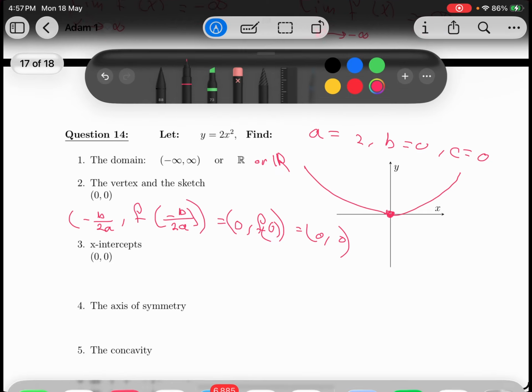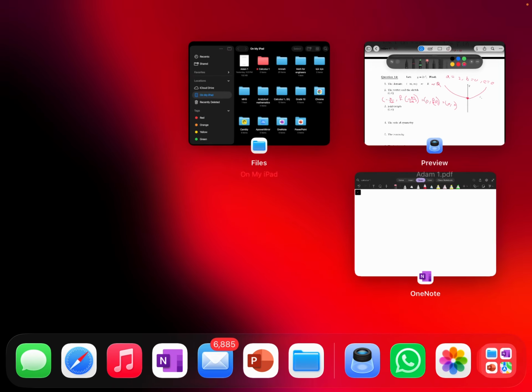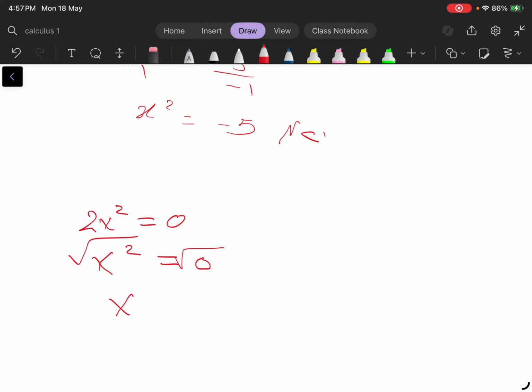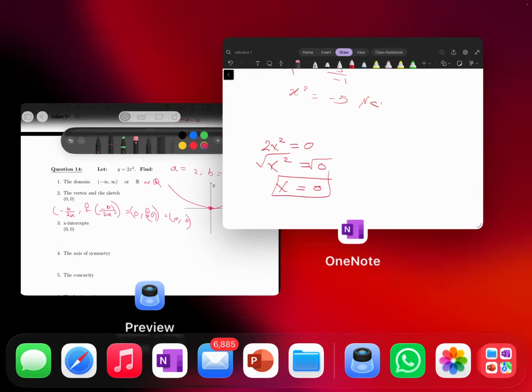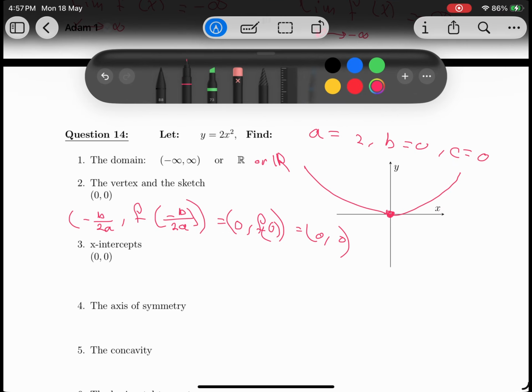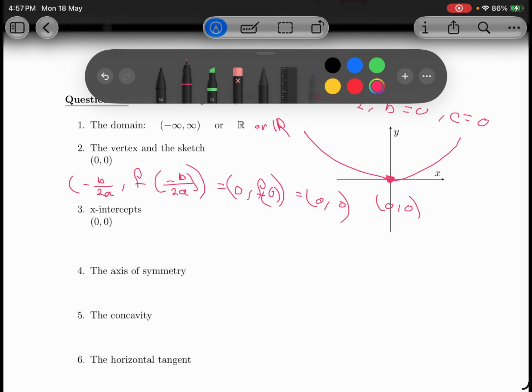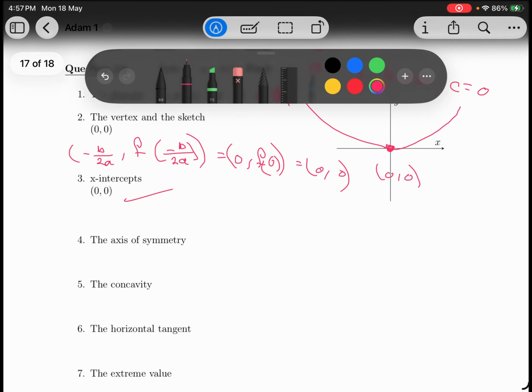And here the x-intercept. For x-intercepts, I will make this 0, so 2x squared equals 0. You can divide by 2, so x squared equals 0. Apply square root, then x equals 0 indeed. So we have one single root here, or this root repeated, the multiplicity is 2. So this is when it comes to the x-intercept, that's why it's (0, 0), as you see here, guys.